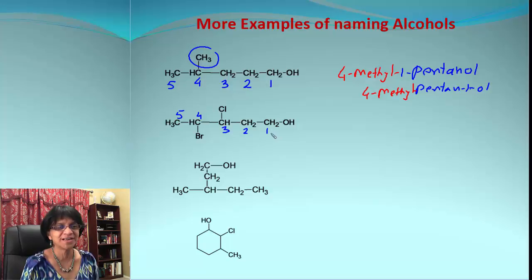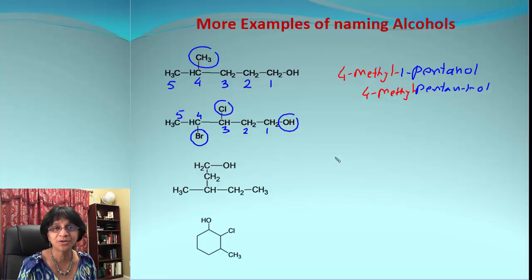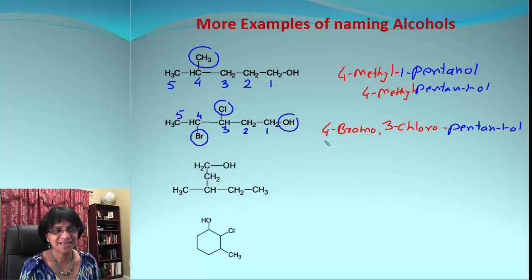Alright, look at the next one. The numbering will again begin with the carbon atom that is holding that hydroxide group. And now at position 3, we got chloro, and position 4, we got bromo. So what's the name going to be? Look at this. It's going to be 4-bromo-3-chloropentan-1-ol. Now why did we put bromo first? Because alphabetically B comes before C.